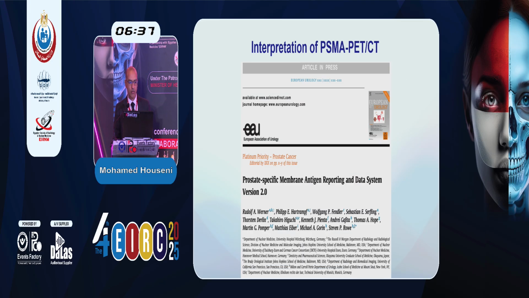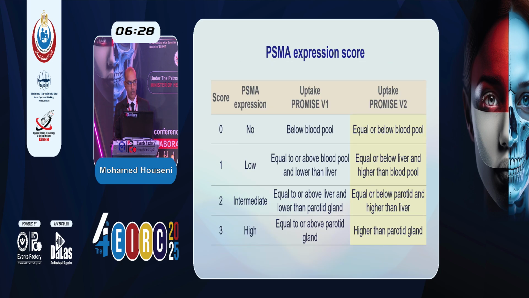Now, how do we do the interpretation for the PSMA PET-CT? We are using the PSMA Reporting and Data System version 2. First, we have to give a score for the level of the activity. The difference between version 1 and version 2 is that score 0 is given to any activity which is equal to or below the blood pool. Score 3, which is the high score, is when the activity is higher than the parotid gland activity.